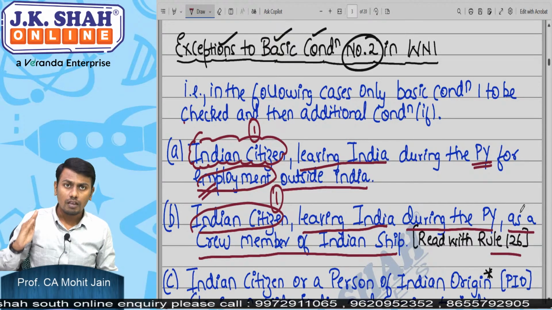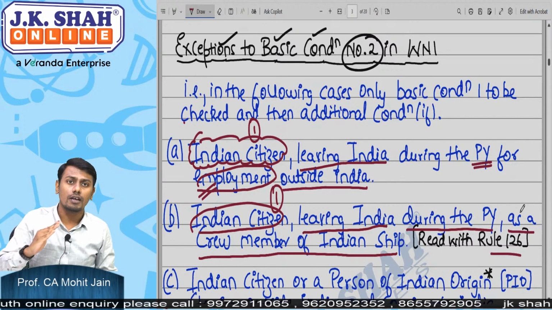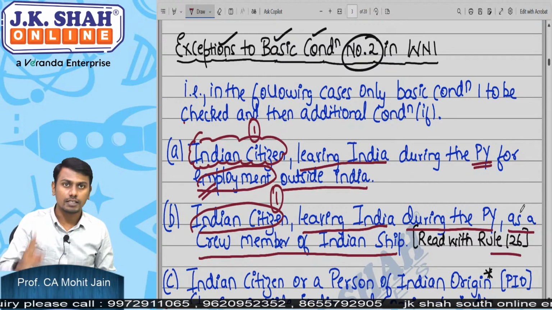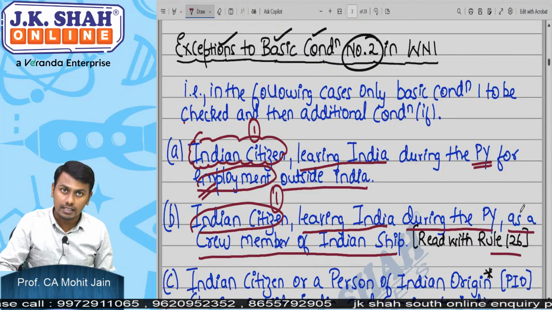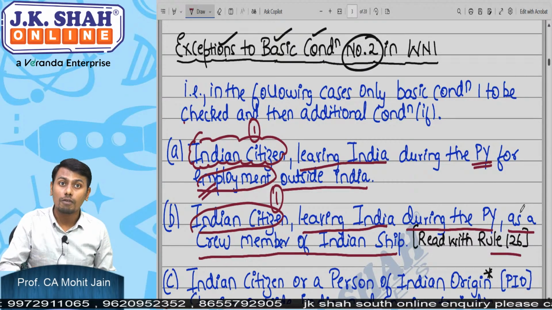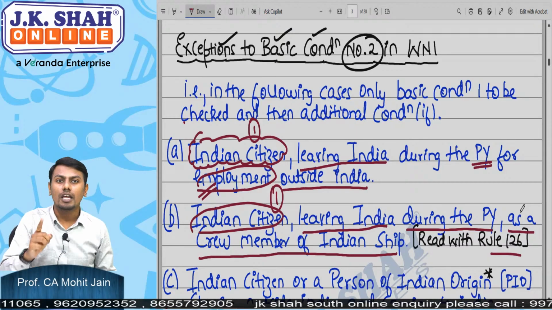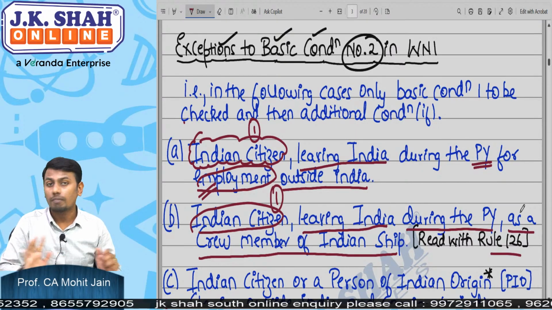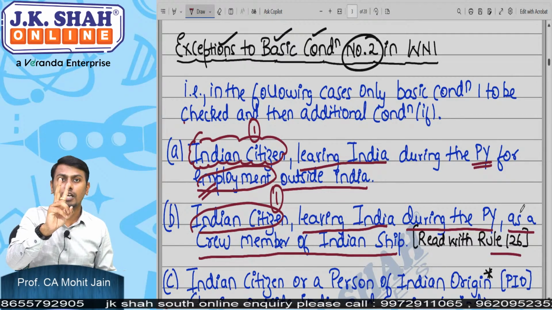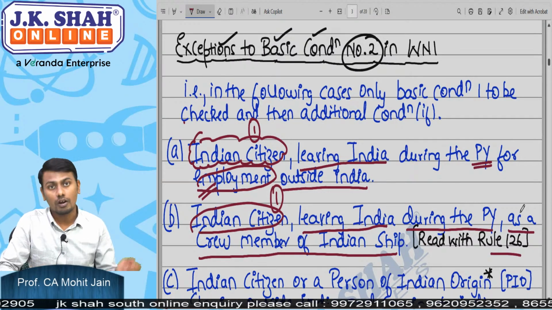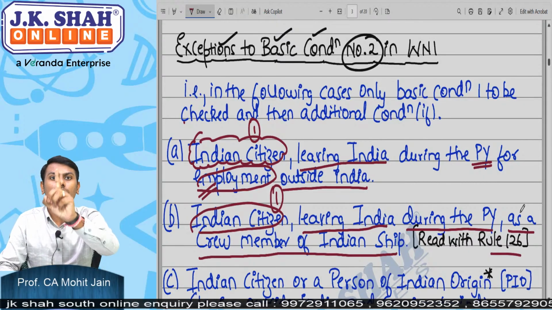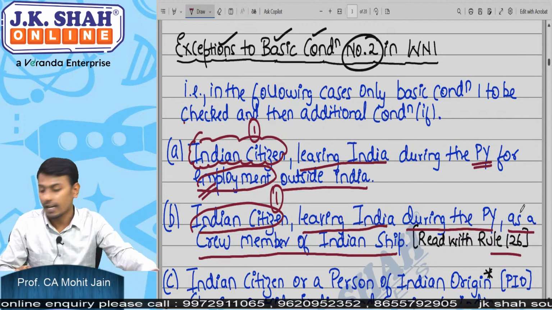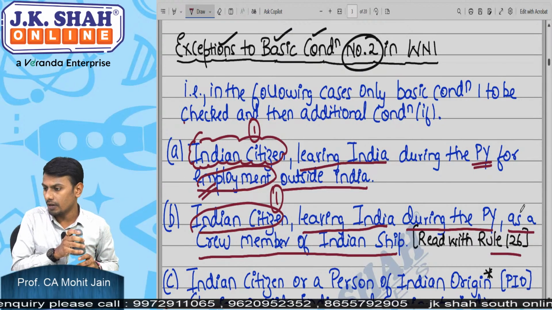So two things we have learned till now. First, you are an Indian citizen leaving India for employment purpose outside India. Second, you are an Indian citizen leaving India as a crew member of an Indian ship. In both the cases, basic condition number 2 is not applicable, and only basic condition number 1 is applicable. People, up till here is everyone clear? If you have doubt, let me know.